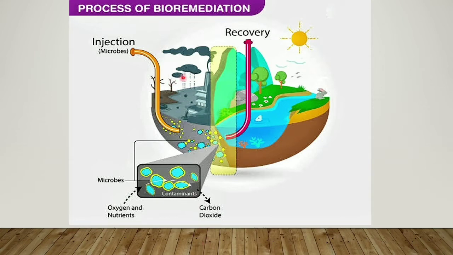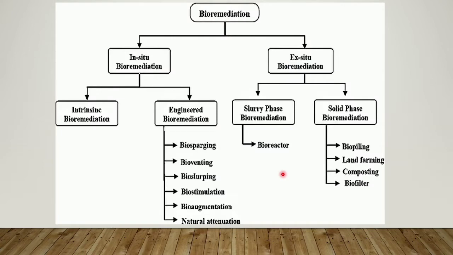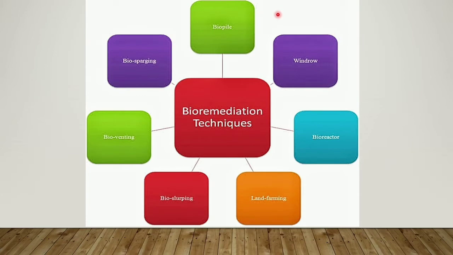Now, as we can see, there is a factory which is releasing the waste products in the environment. Now, by injecting the microorganisms in such environment, the contaminants will be reduced and carbon dioxide will be generated, and this carbon dioxide is useful in the nature, and this will result in the recovery stage. Moving forward, this is the overall flow chart, and we will see each technique in detail in the next few slides. These are also the same techniques which we will discuss.